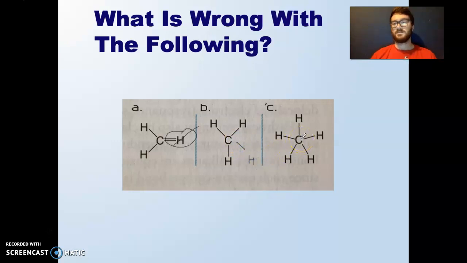And then lastly, this one hopefully becomes obvious to you. I just said B didn't have enough bonds. It needs 4. This one has too many. Let's take out a hydrogen. And it's perfect. It has 4. This has 5, and that's not good.